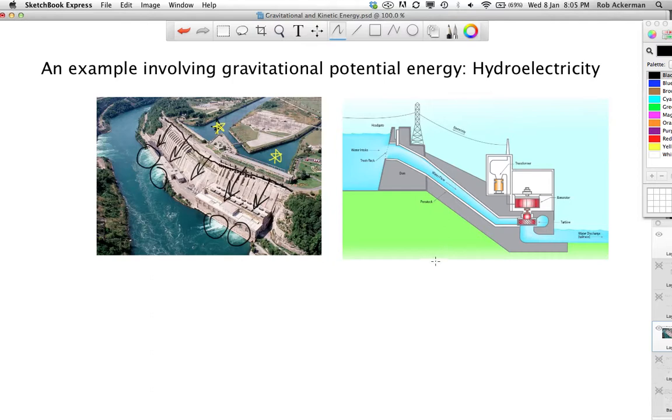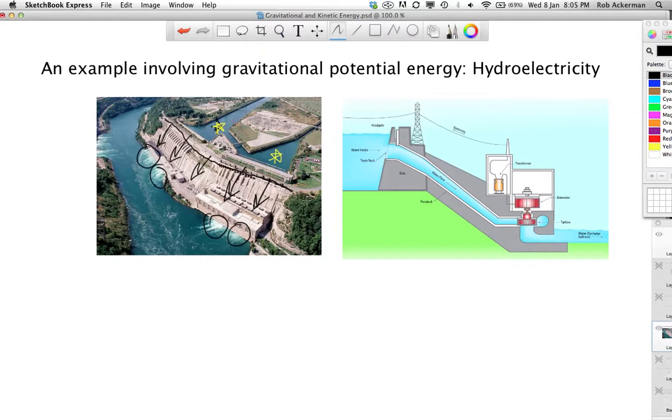It is supplied to your home. And you are probably using energy generated in this way right now. We can't, of course, tell exactly where every joule of energy came from, but there's a very good chance that some of the energy you're using right now in your home came from hydroelectric power generation.